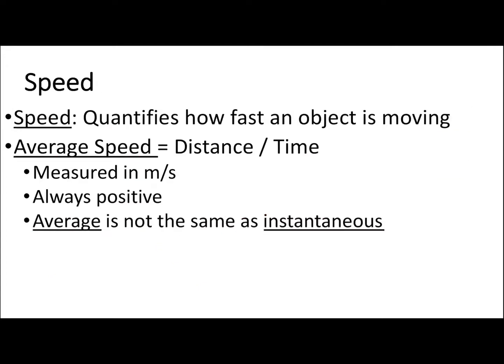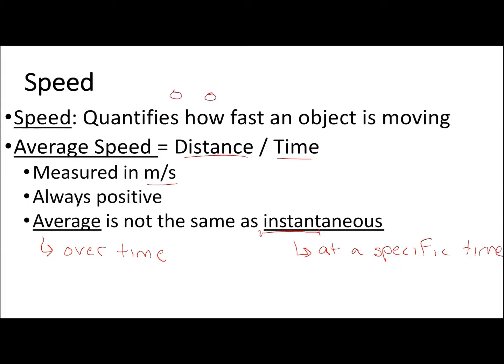So speed, let's just review, quantifies how fast an object is moving. It is a distance divided by a time. We measure it in meters per second for an SI unit, and that's usually what we want to go with. It is always positive, never negative. An average is not the same as instantaneous. An average is over time. Instantaneous, think about that word, is at a specific time.